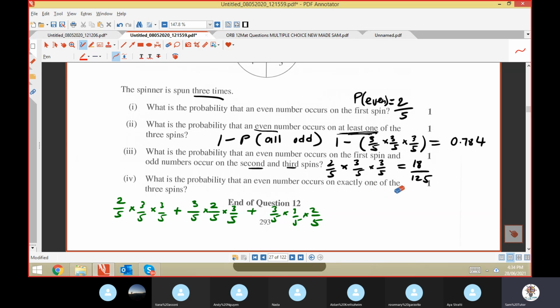So if you want exactly one of the three spins, the first one, yes, then no more. The first one, no. Second one, yes. The third one, no. The first two, no. The third one, yes. I think I just realized that I was getting confused. I think I was getting at least one and exactly one confused. Yep. It's okay.